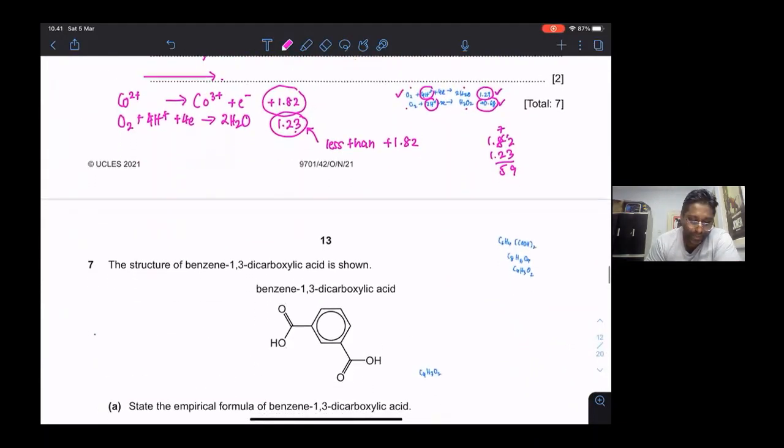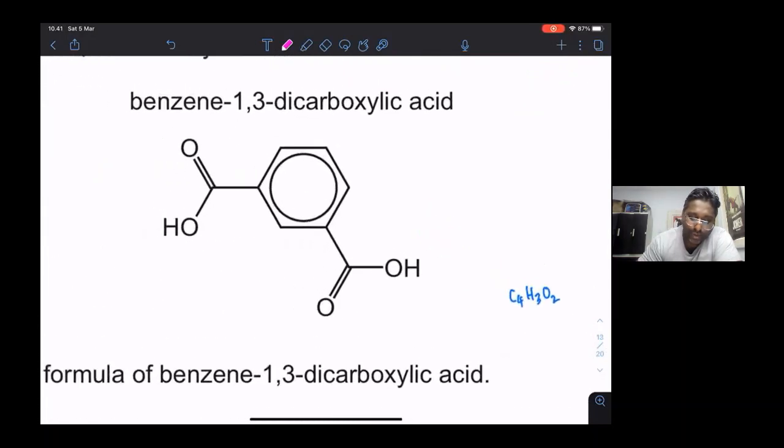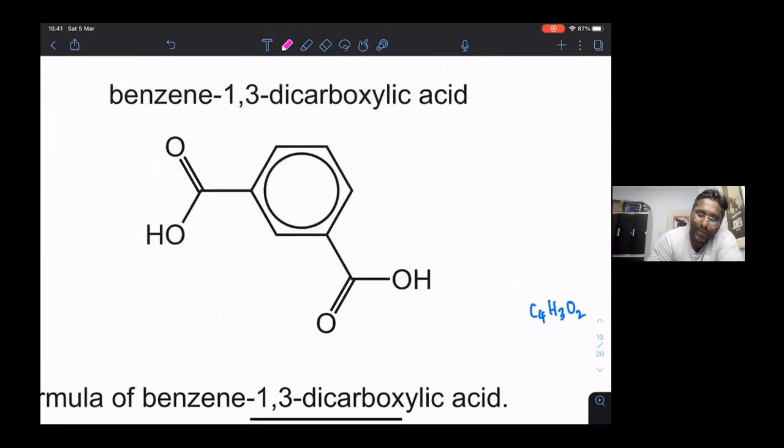Now number 7, the structure of benzene-1,3-dicarboxylic acid is shown. So this is going to be the structure. They ask you to state the empirical formula, so you just need to do some calculation. Benzene itself is C6H6, but the moment something is attached to it, one of the hydrogens will be gone, so C6H5. But here there are two, so it's going to be C6H4.